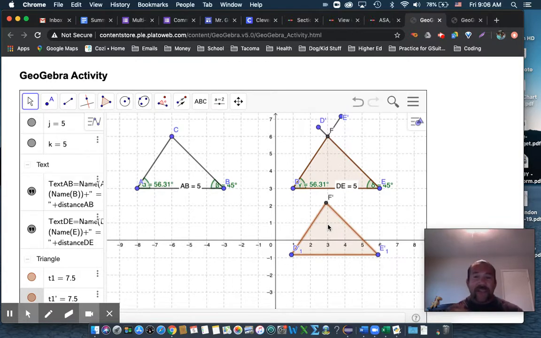Now, if it was an SAS one, right, we'd want to construct a triangle first, okay, just whatever we want, any size we want. And then we'd have to figure out what that middle angle was and stuff like that. But again, it's kind of for you to play around with.